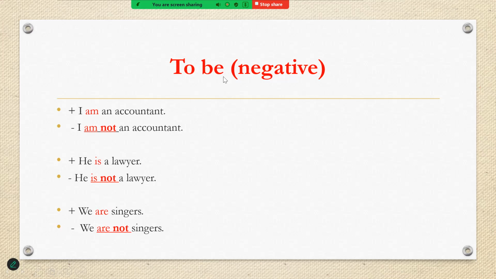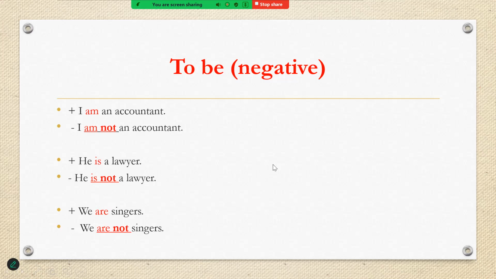In our previous lessons, we learned positive and question forms of the verb to be. Today, we'll learn negative form. We use negative form to say that something is not true. To make a negative form, we should put particle not after the verb to be. It's very easy. Look, I am an accountant, positive form. I am not an accountant, negative form.